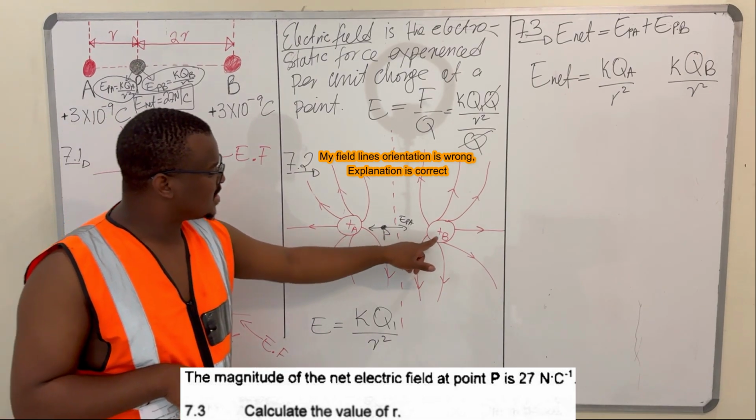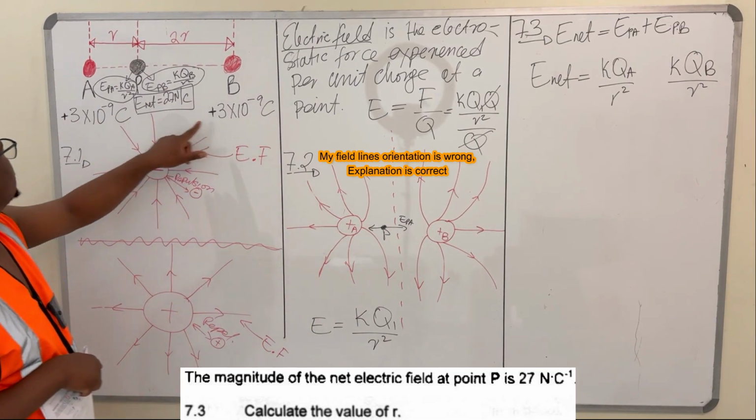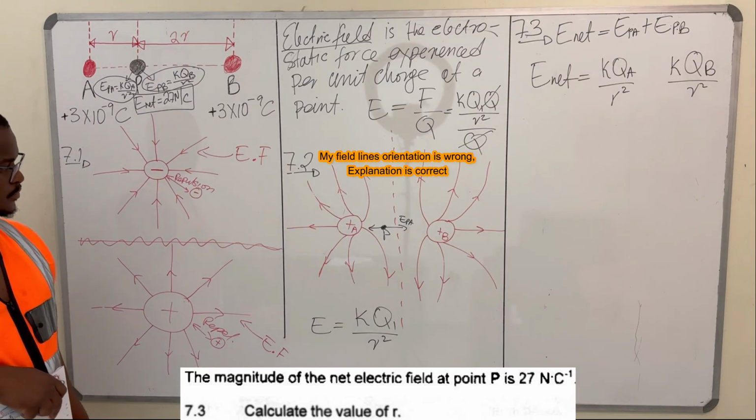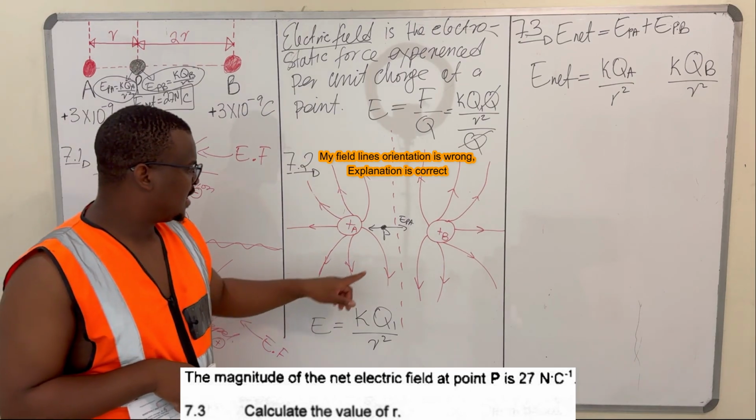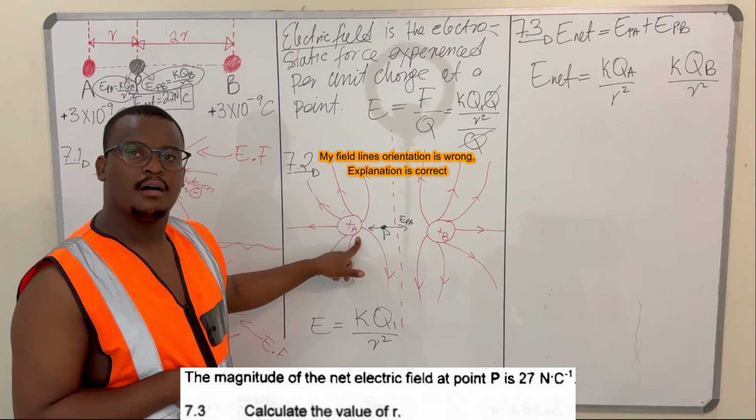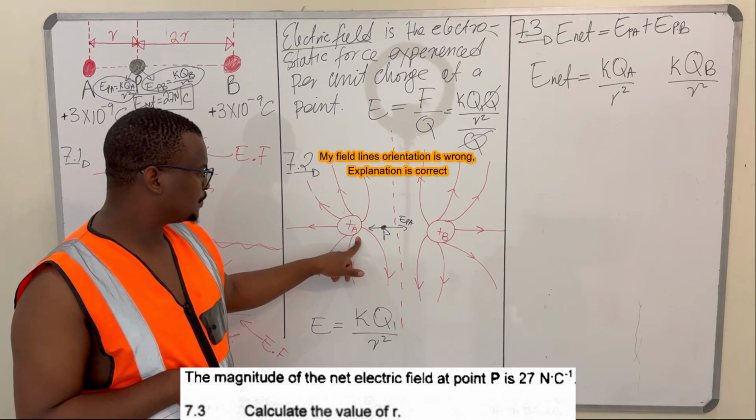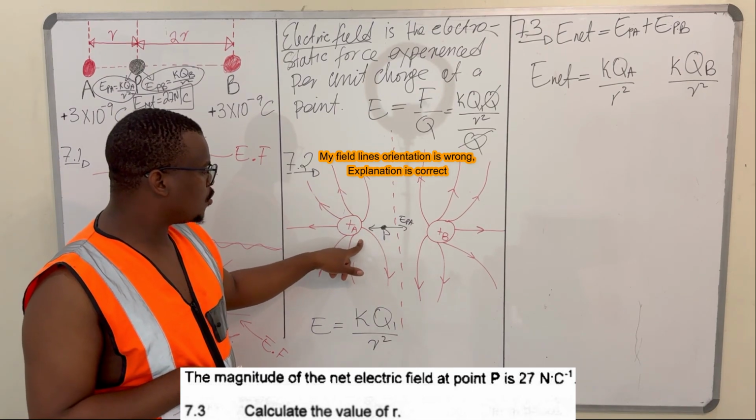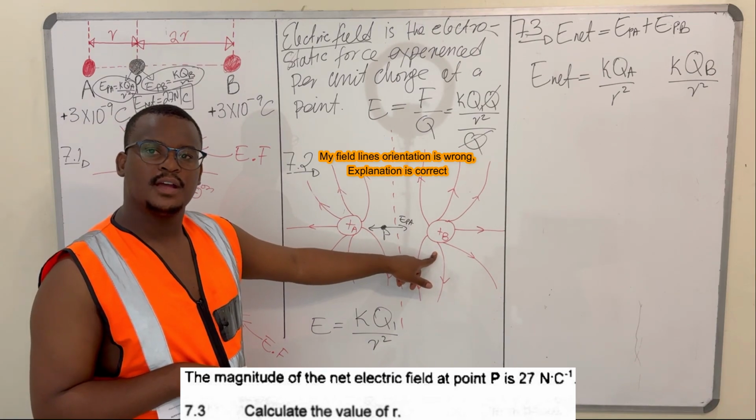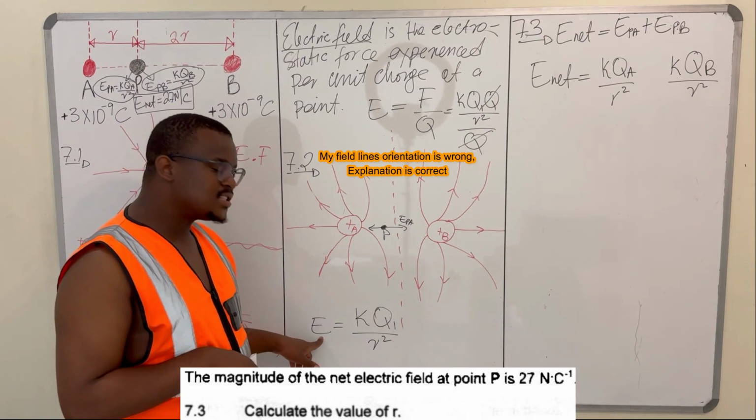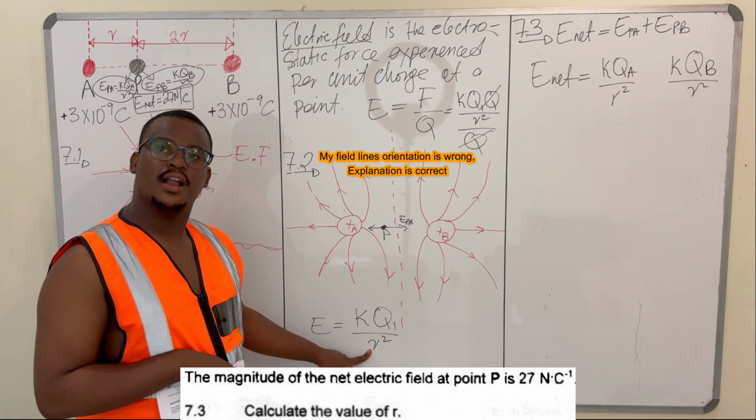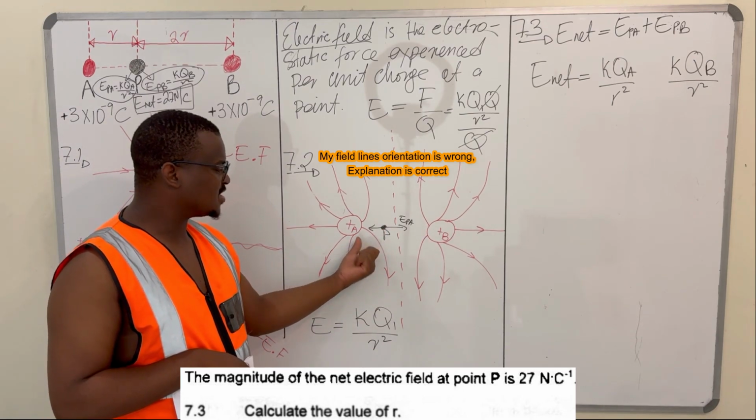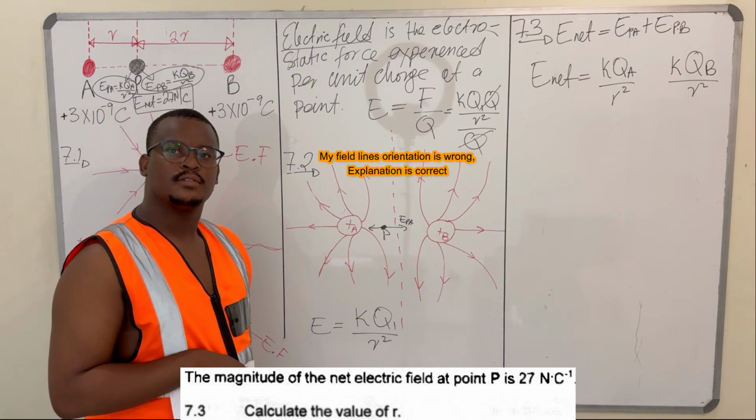These two charges are identical, because we discovered that both of them are 3 times 10 to the power minus 9. But point P is closer to A than it is to B. And I just said that the electric field is inversely proportional to the square of the distance between the point of interest and the charge itself.